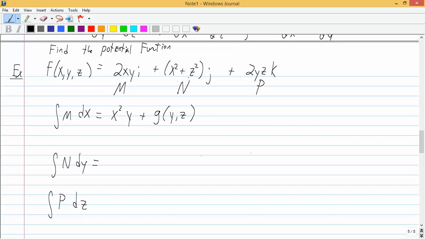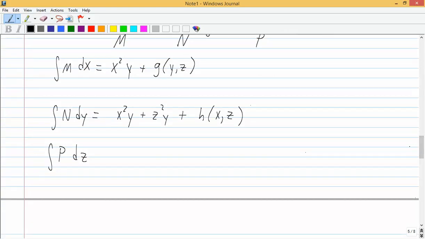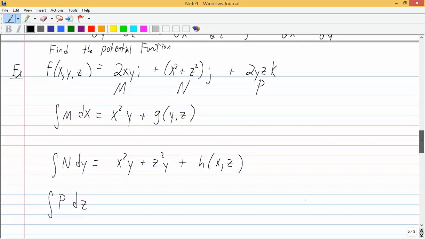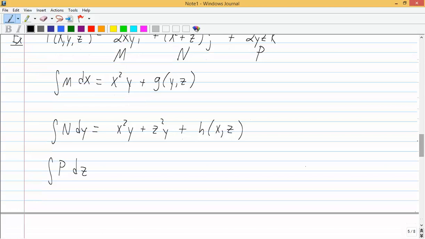All right, what's the integral of n with respect to y? x squared y plus z squared y plus some constant, some function of x and z. All right, and then the integral with respect to p, or I'm sorry, with respect to z, so p with respect to z is going to be just yz squared plus some function k of x and y.